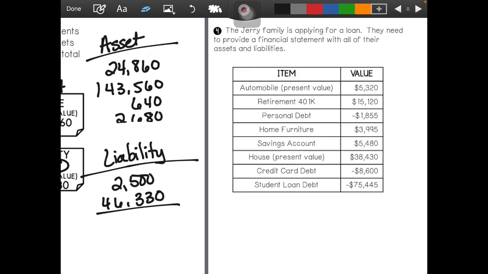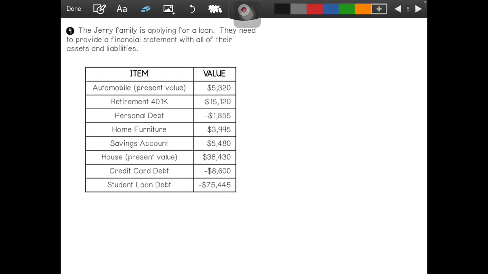Super, super simple. Again, here would be the last question. If you will please, for your own homework, go ahead and list what are my assets, what are my liabilities, and then what is my net worth.